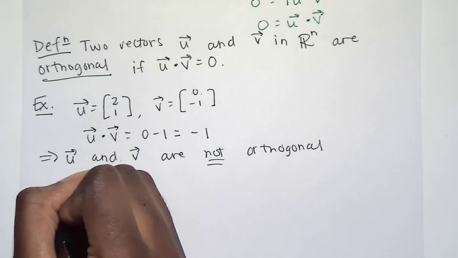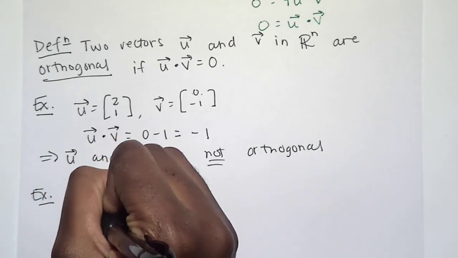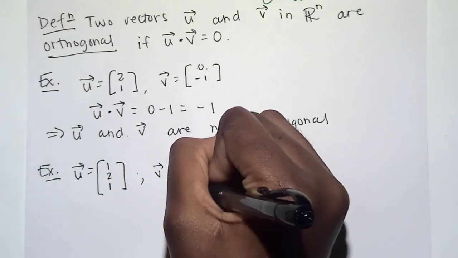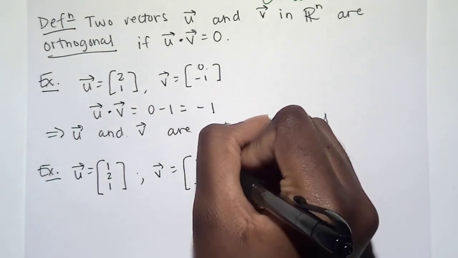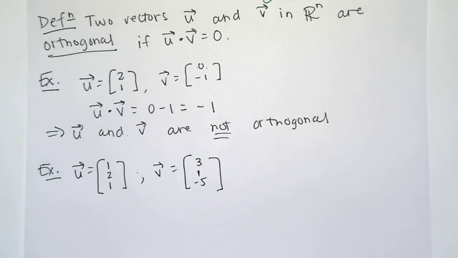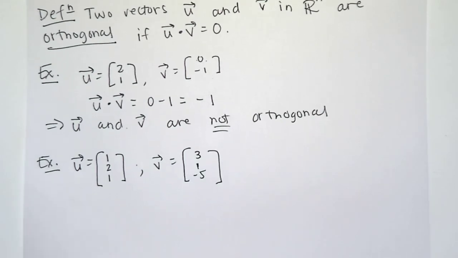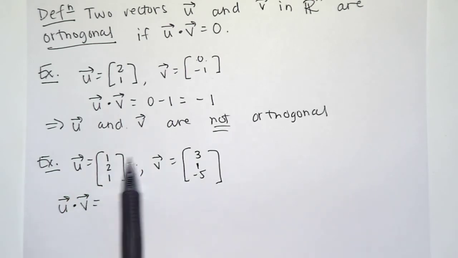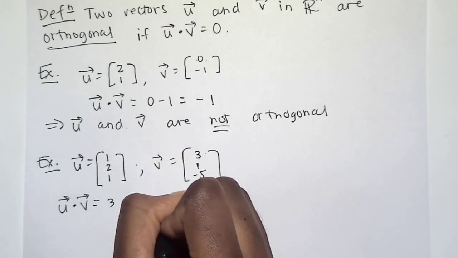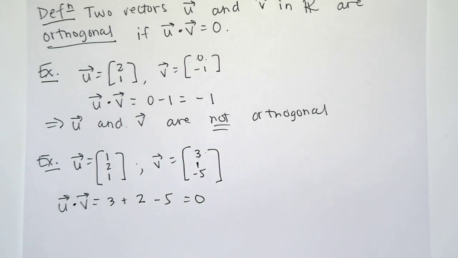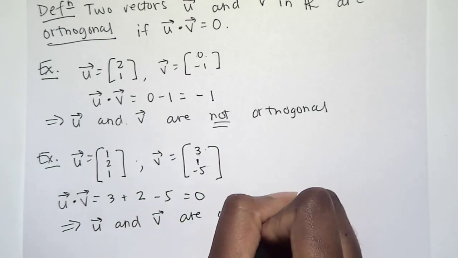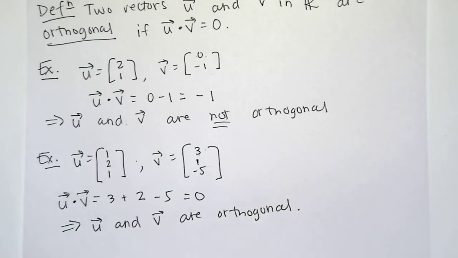All right, last example. Let's say we have u in R3, so it's 1, 2, 1. And v, also in R3, 3, 1, negative 5. Are these two vectors orthogonal? All right, well, let's find u dot v and find out. All right, dot product, we got 3 plus 2 minus 5, which is 0, which means these two vectors, u and v, are orthogonal. All right, that's the end of the section.